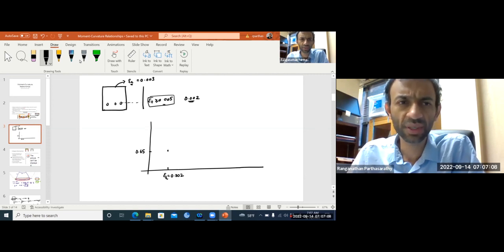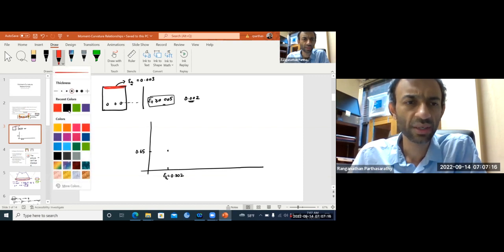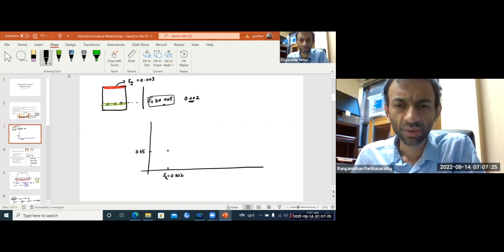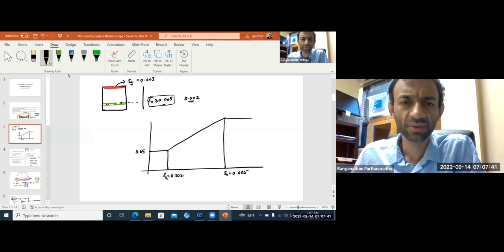You get crushing of concrete and yielding of steel at the same time. Now, when your strain in tension steel is 0.005, then from this point onwards, everything is considered as a tension control failure. I think you all remember this from the ACI code. And for tension control failure, it allows you to use 0.9.